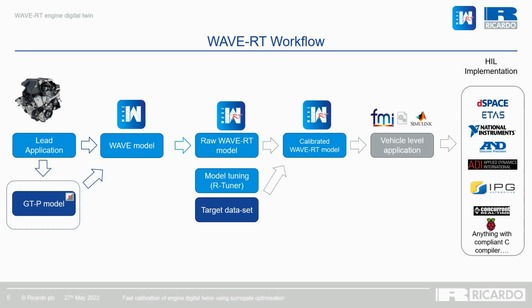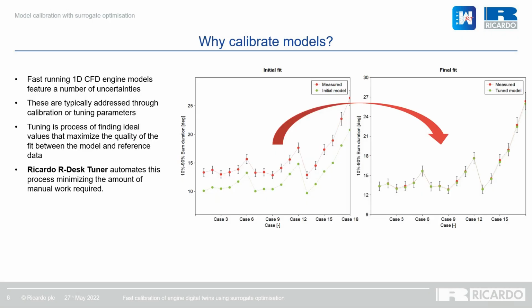The whole process takes from 1 to 3 weeks, depending on the complexity of the model, experience of the user, availability and quality of the test data and computing resource. However, the time required for conversion and tuning of a valid donor model into a real-time twin is typically under 1 day. So why do we need to calibrate models?